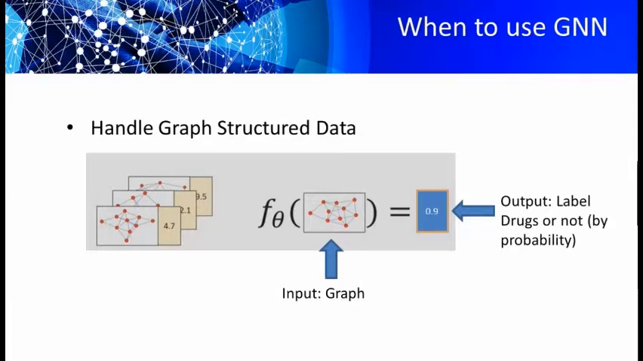For example, you have a set of molecule data. You need to identify whether that molecule is a drug or not. So you have some kind of function, and you feed the graph of the molecule into that function. Then the output is the label, like the probability of drug or not, right?